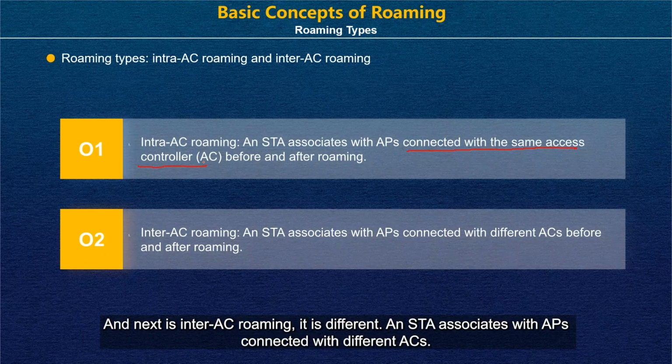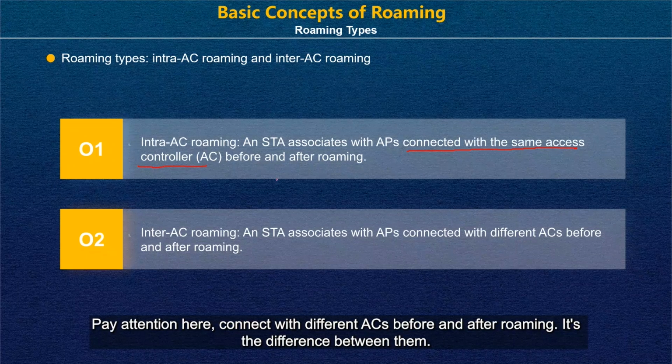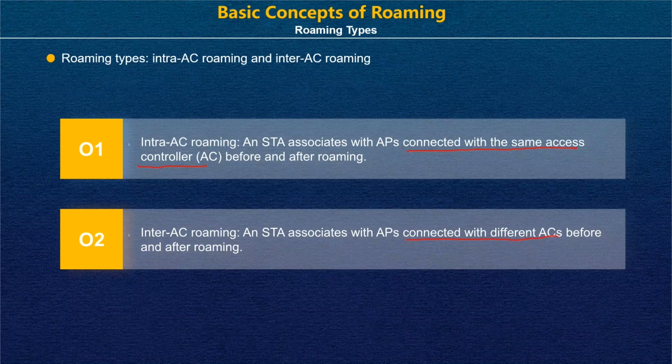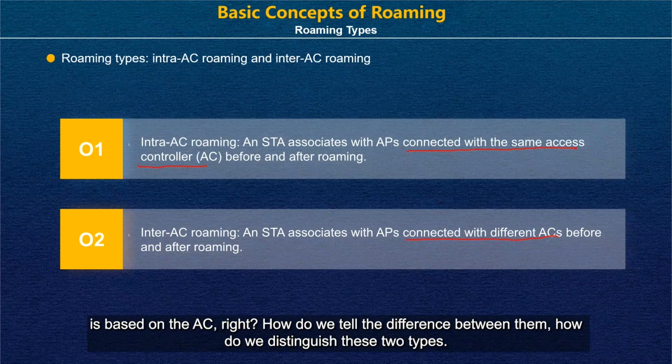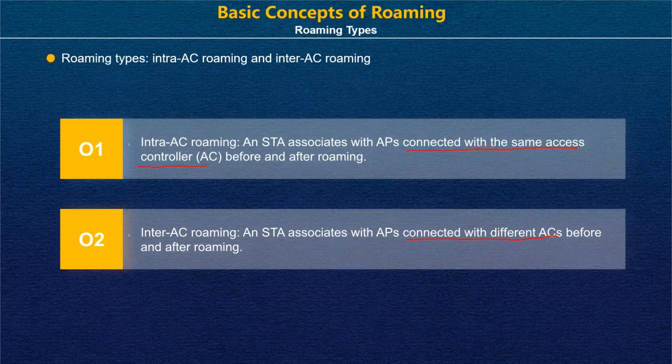And next is inter-AC roaming. It's different. An STA associated with APs connected with different ACs. Pay attention here. Connected with different ACs before and after roaming. So it's the difference between them. If it's an inter-AC roaming, the new AP is connected with a different AC. Okay, this is based on the AC, right? How do we tell them? How do we distinguish these two types?